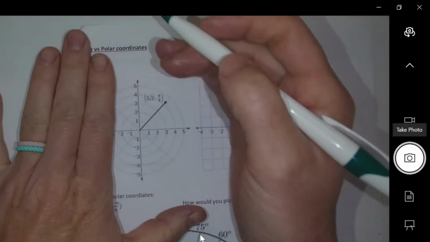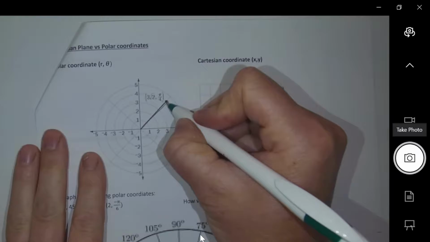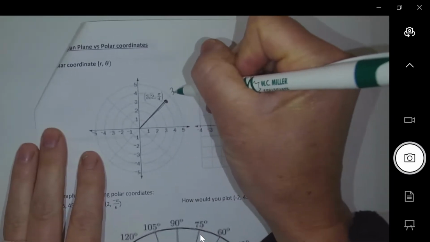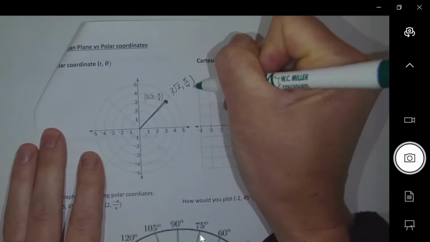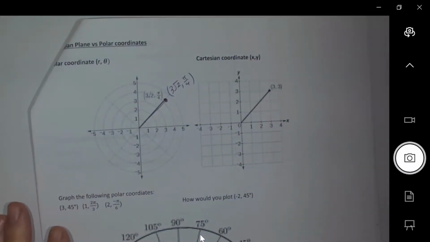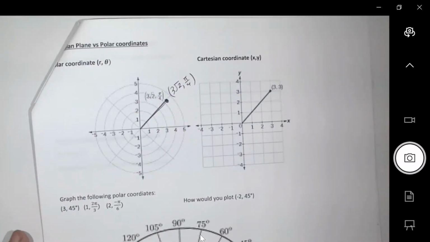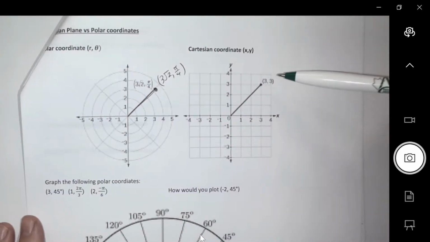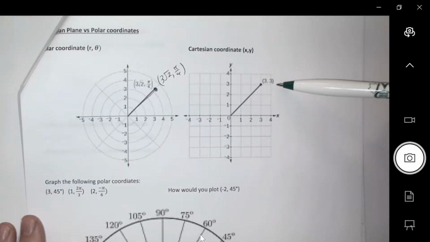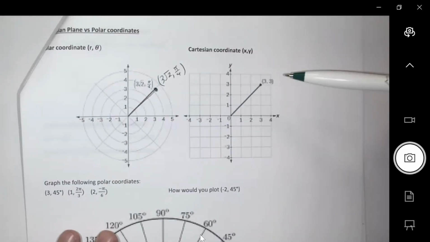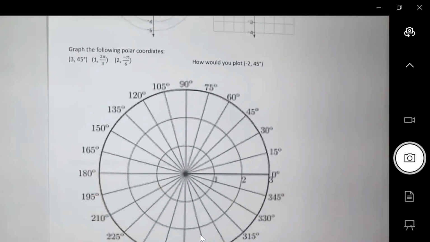Okay, so this coordinate is 3 root 2, if you can't read it because it's fuzzy, over, and then pi over 4, which means that I headed out a direction of pi over 4, and that means 45 degrees if you wanted to think about degrees, and you go out for a radius of 3. Okay? And if I was to ever match that as an xy coordinate, it would be here.